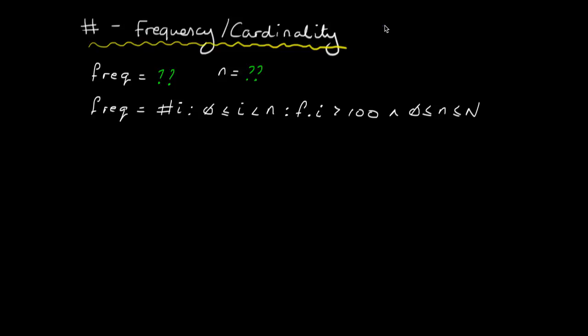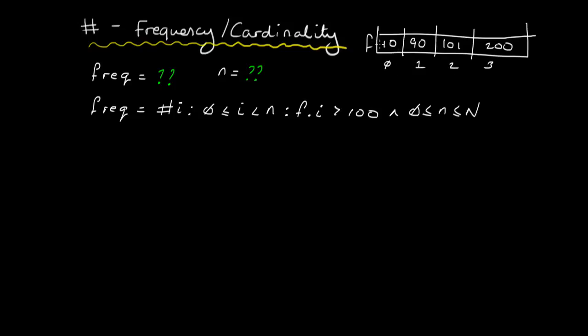So if we take an example array, and let's say we wanted to find the frequency of elements in the array that are greater than 100. And let's say we fill the array up with some values. So we can see in this array that we actually have two values in there that are greater than 100. We have 101 and we have 200.